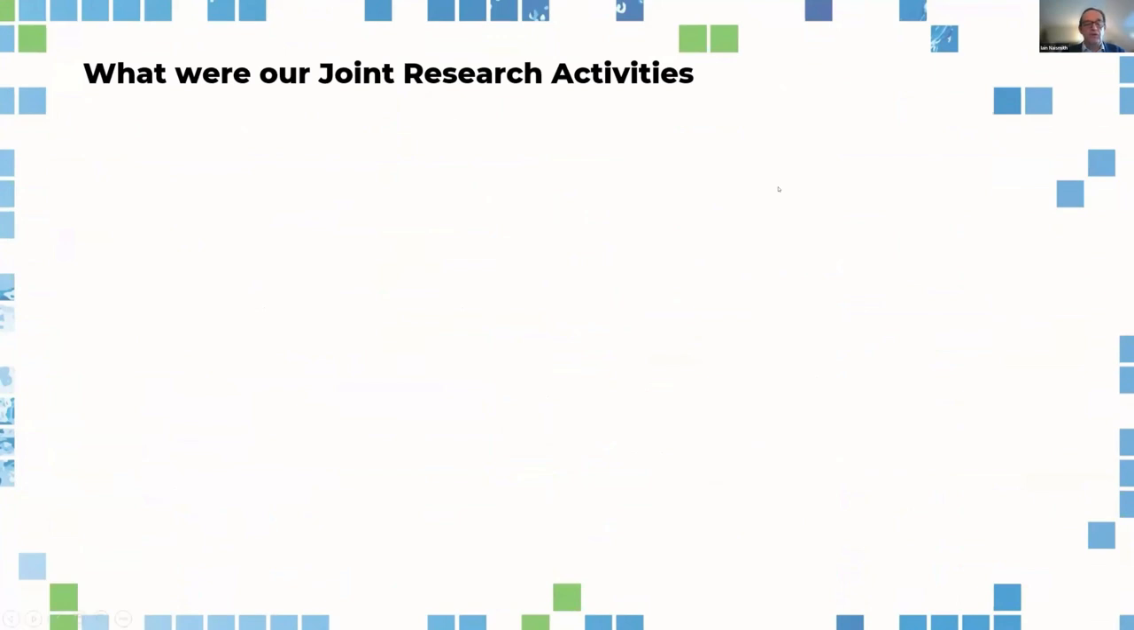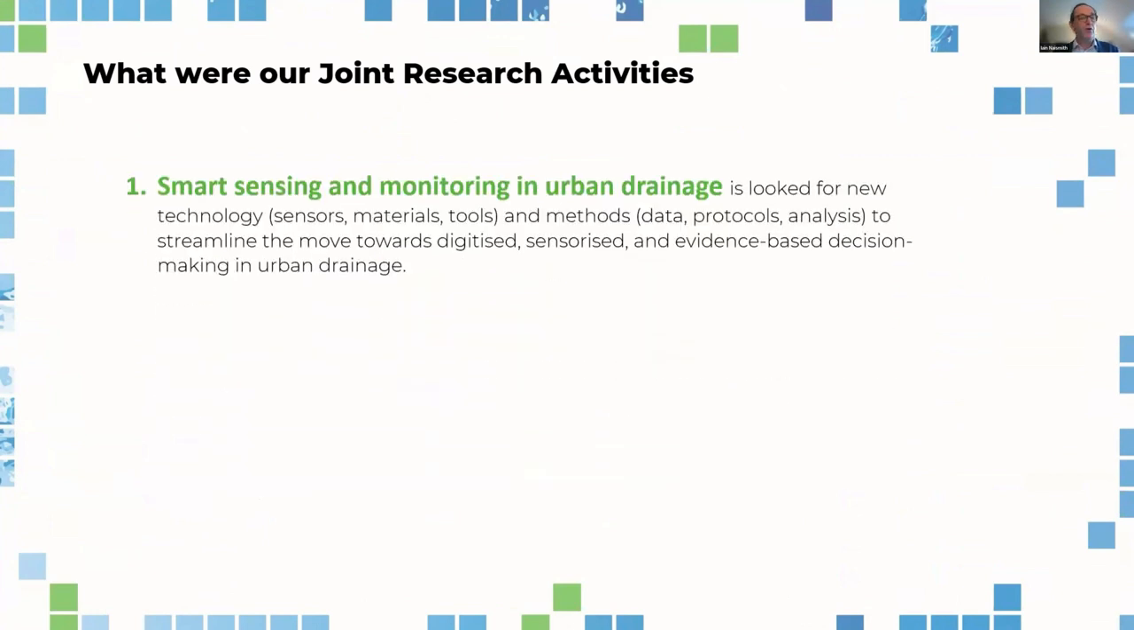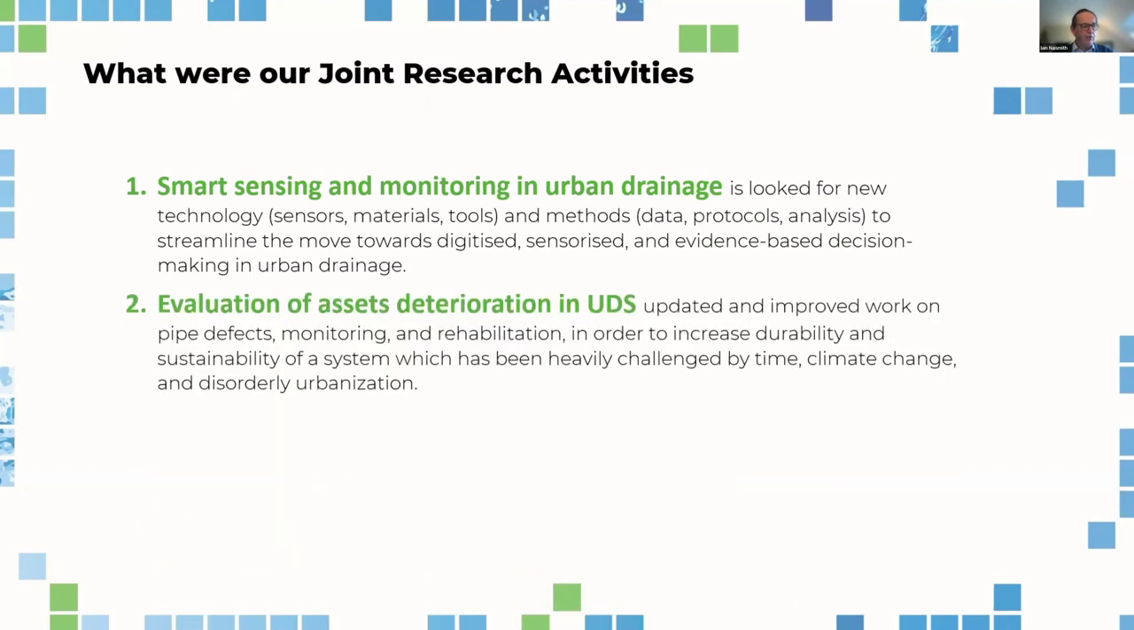So as regards these joint research activities, the first one was smart sensoring and monitoring, essentially looking for new technologies, sensors, materials, methods, protocols, and analysis. And it's all about being able to have evidence-based decision-making. The second one of the joint research activities is evaluating assets, how they deteriorate. And experimentation was undertaken on a number of aspects of deterioration, including looking at what are typical damage scenarios that you find with underground infrastructure.